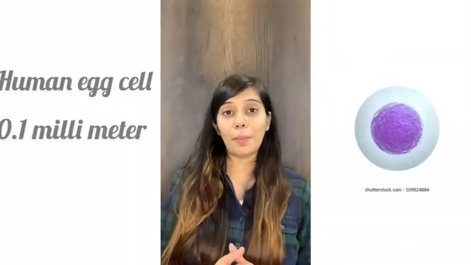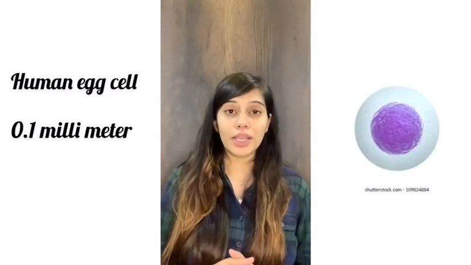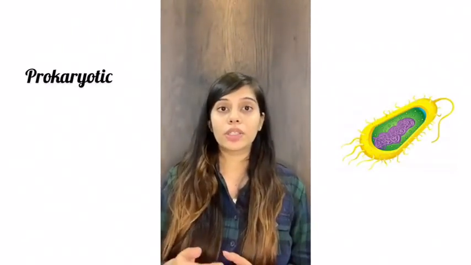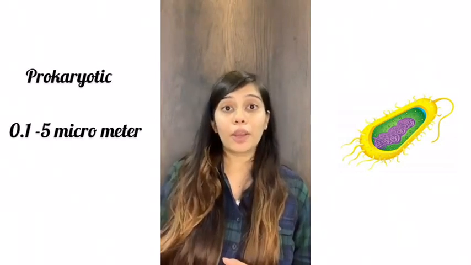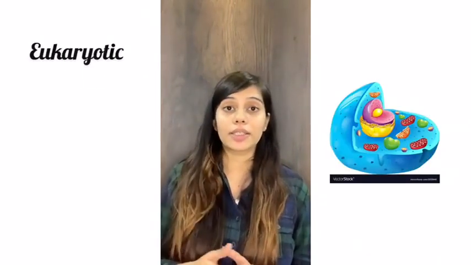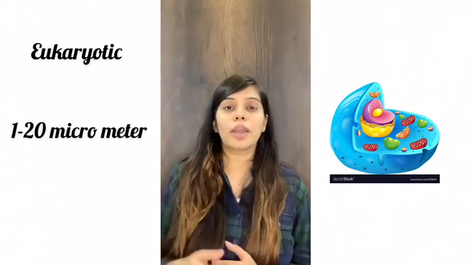A human eye can only distinguish things which are 0.1 mm apart, that is about the size of a human egg cell. But biologists want to study cells which are much smaller than that. For example, a prokaryotic cell is about 0.1 to 5 micrometers in size, and eukaryotic cells are about 1 to 20 micrometers. In order to observe these cells, our eyes cannot see them.